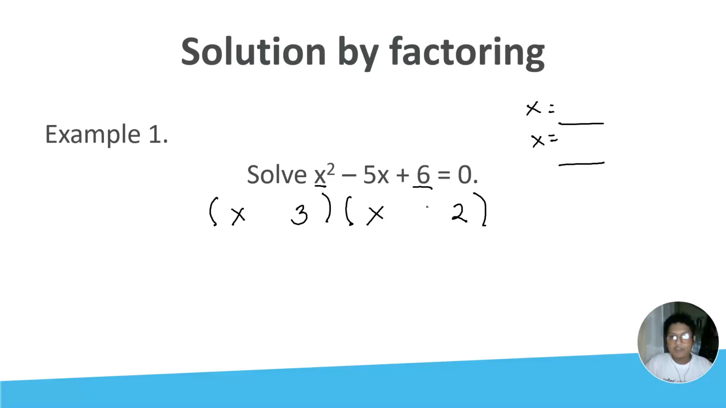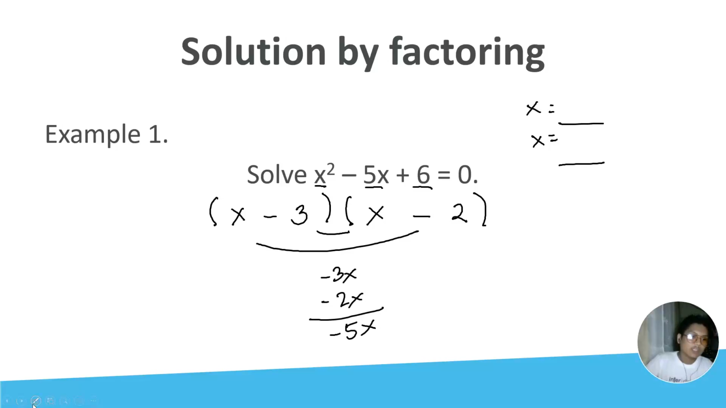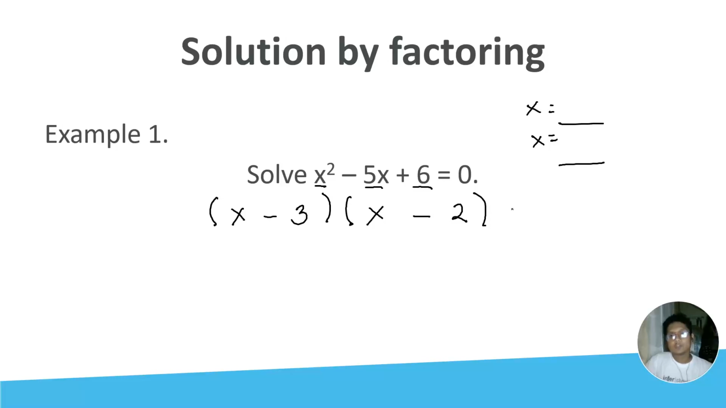For us to have a negative 5 sa middle term, ang gagawin ko, lahat ko to negative. To check, inside, multiply natin, and outside, multiply din natin. We will have negative 3x and negative 2x for a total of negative 5x kapag inadd. So, equate na natin yan sa 0.